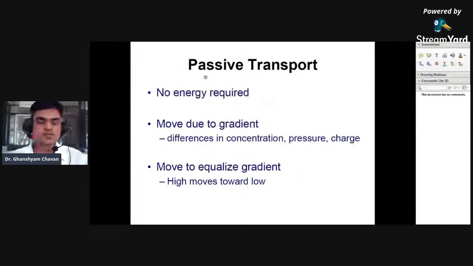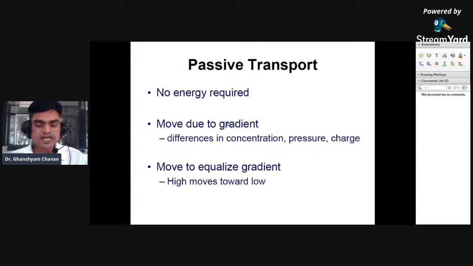So, what is passive transport? It is a transport where no energy is required. It means there is no involvement of any glucose molecule, no ATP will form or be required for this. So no energy is required. It occurs without any ATP molecule, and moves due to the concentration gradient.